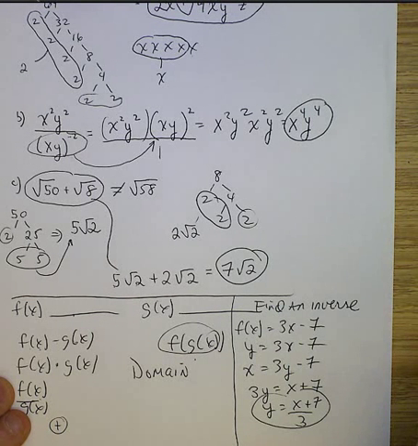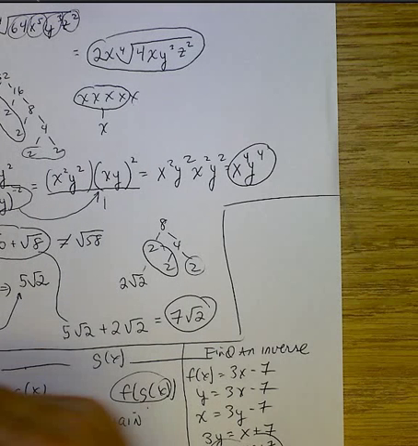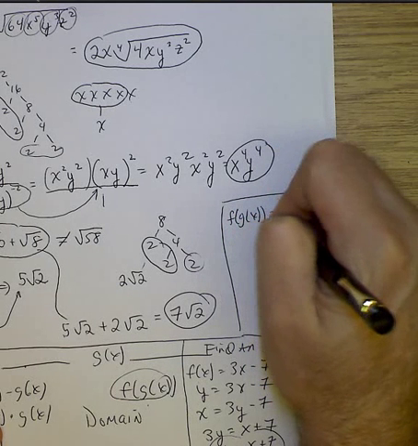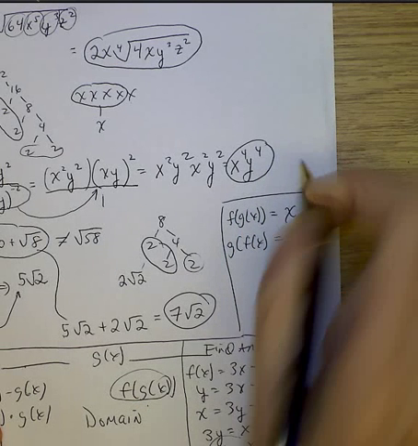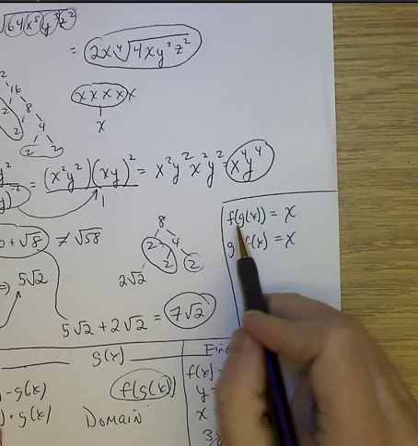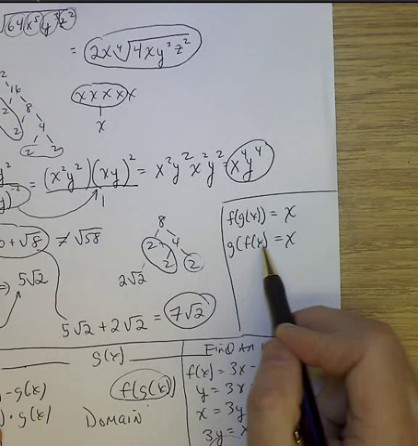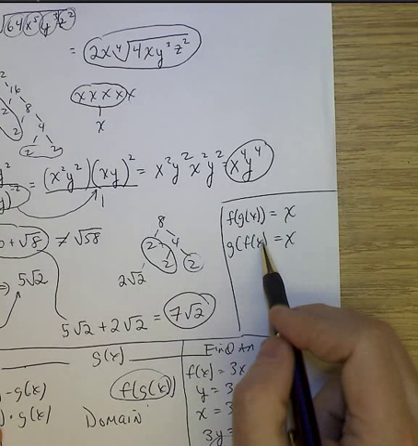The next problem is going to give you an f of x and a g of x, and I'm going to ask you to tell me whether they're inverses of each other. Now remember, for functions to be inverses of each other, you have to do the composite f of g of x, and then you have to do g of f of x. If f of g of x simplifies to x, and g of f of x also simplifies to x, then in fact these two functions are inverses of each other.